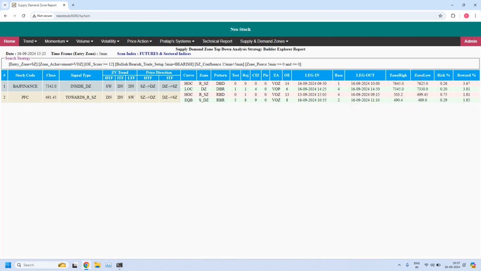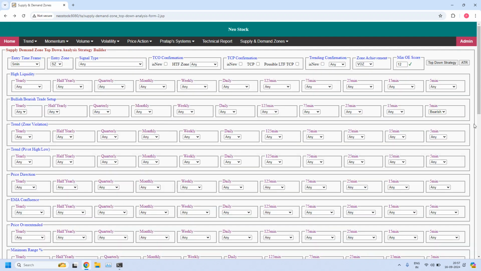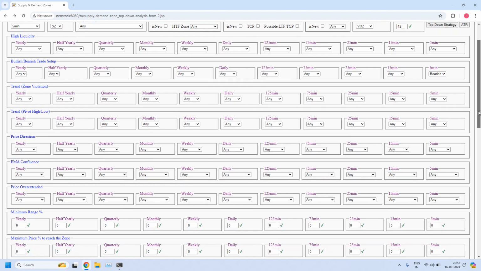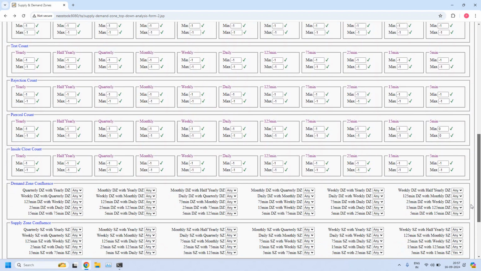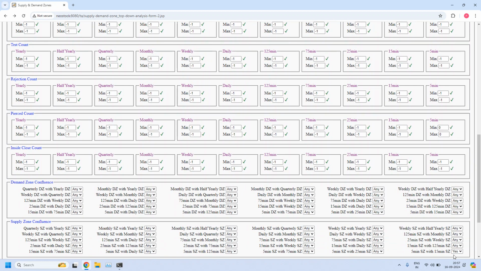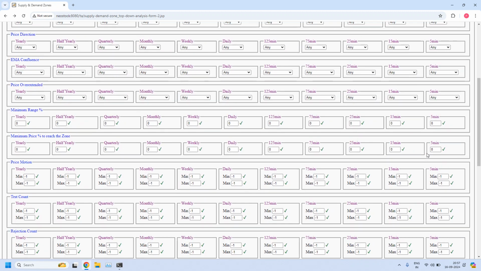Earlier we identified these 2 stocks, and they have 15 minutes and 5 minutes zone confluence. If any of these zones are having, again, HTF confluence, let's verify. That HTF is 75 minutes: 5 minutes, 15 minutes and 75 minutes supply zone confluence. Already we enabled 5 minutes supply zone with 15 minutes supply zone. Now I am enabling 5 minutes and 75 minutes supply zone confluence, and also 15 minutes supply zone and 75 minutes supply zone confluence. Now let's verify.